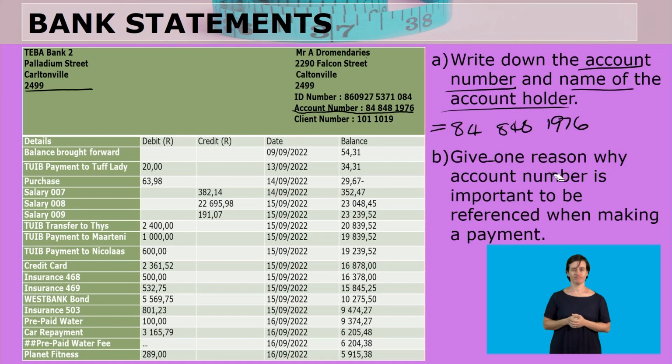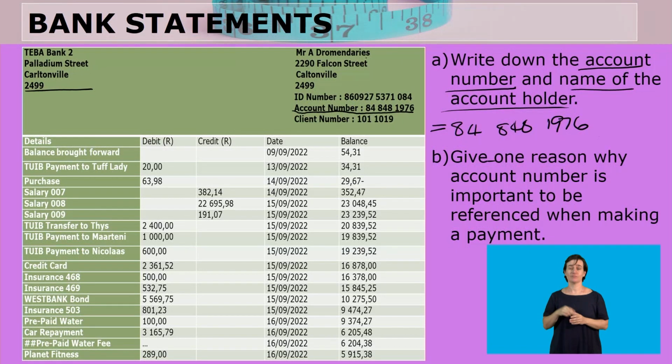Then number B, give one reason why account number is important to be referenced when making a payment. Now, with such questions, you can give any reason as long as it will be relevant to the given context. So here you can say, in order for the bank to identify the customer or the person who has made the payment and to track the payment history. Yes, you can say anything as long as it is relevant to the given context. But what is important here is for the bank to identify the customer who has made the payment.